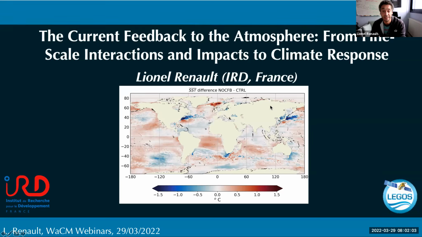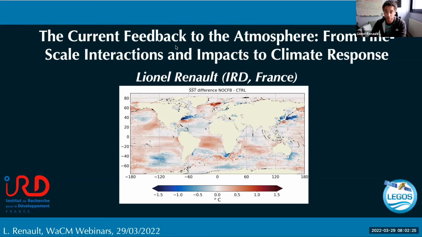Actually, that's the mean difference between a simulation with current feedback and without current feedback, the coupled simulation over 30 years. So we can see that fine-scale interaction doesn't have only a local impact, but it can also have a large-scale impact, for example, over the sea surface temperature, especially over western boundary currents. I will explain it after.